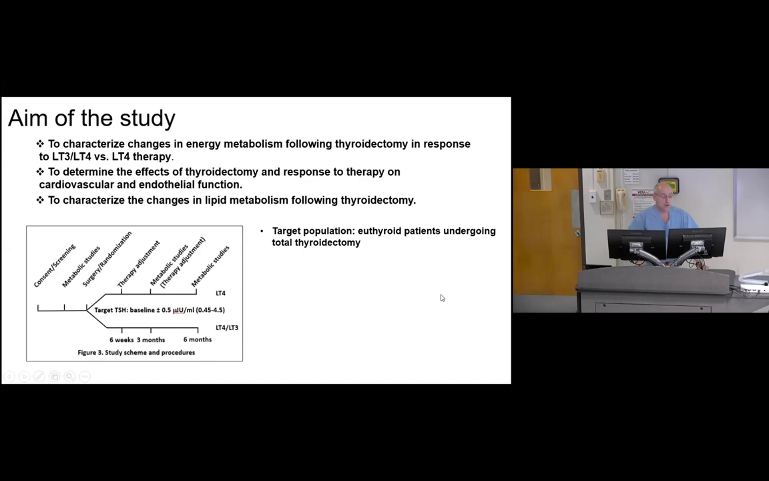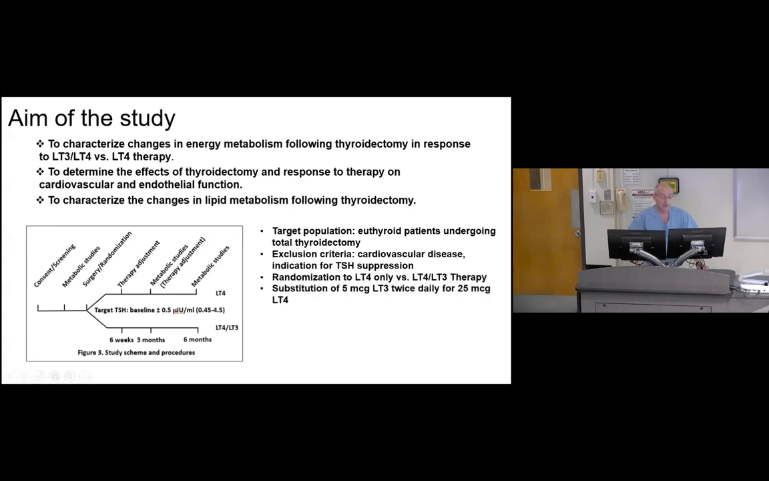And those are, again, target patients euthyroid, exclusion criteria cardiovascular disease or indication for TSH suppression, so advanced thyroid cancer. Then they will get randomized. And this is the treatment scheme. And then we will perform a therapy adjustment at 6 weeks. And then 3 months. Primary endpoint: changes in body weight and energy expenditure following thyroidectomy.